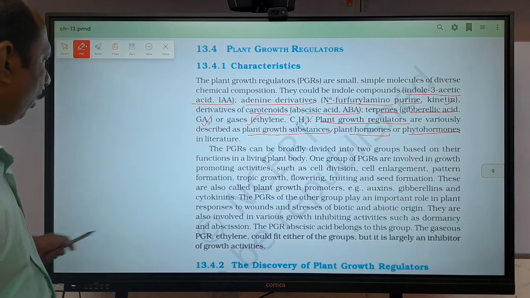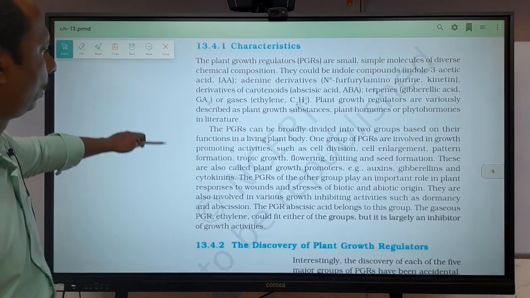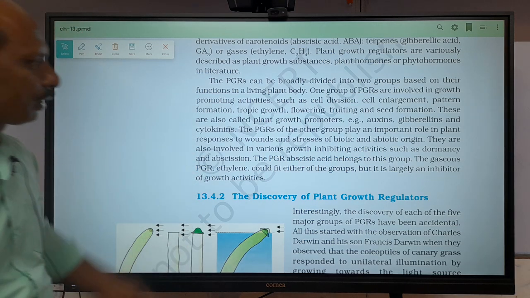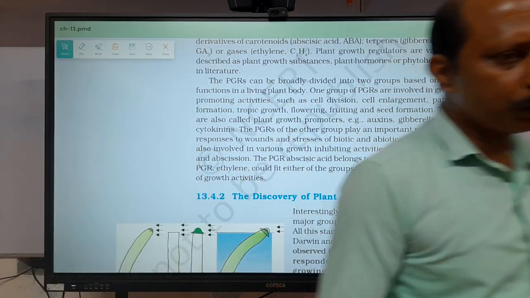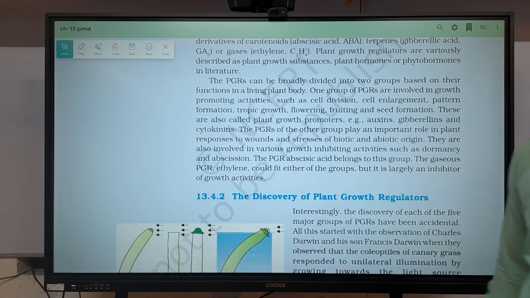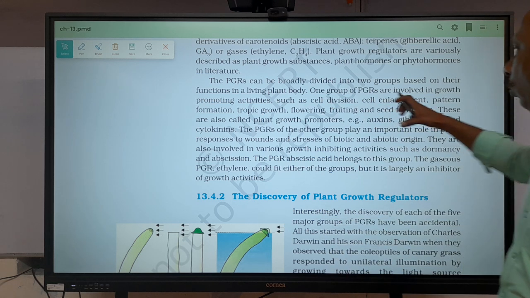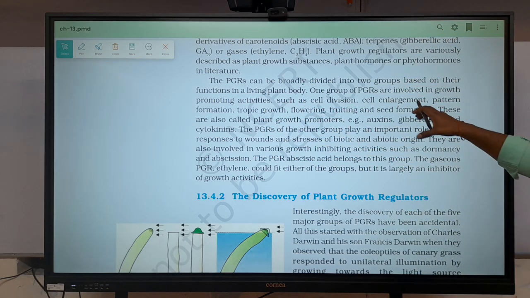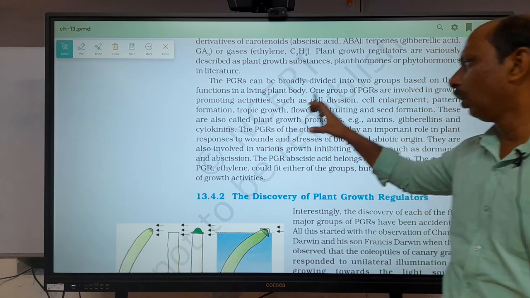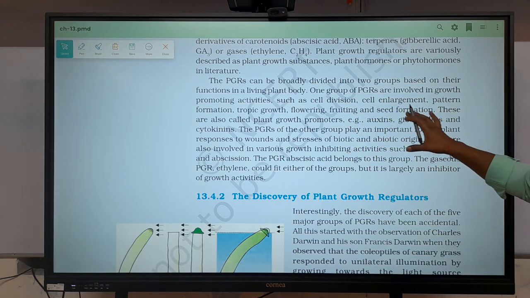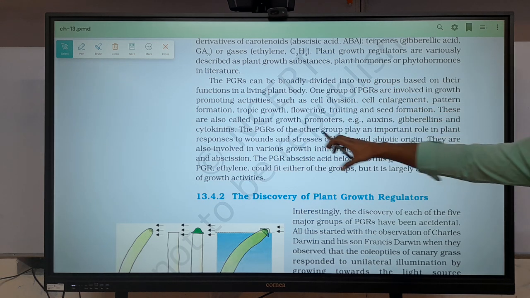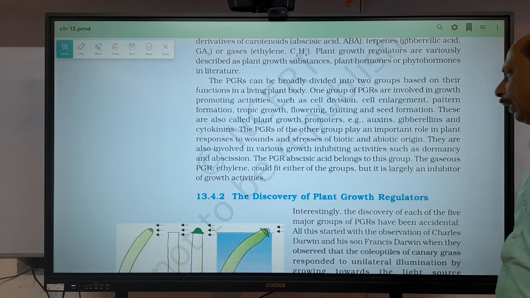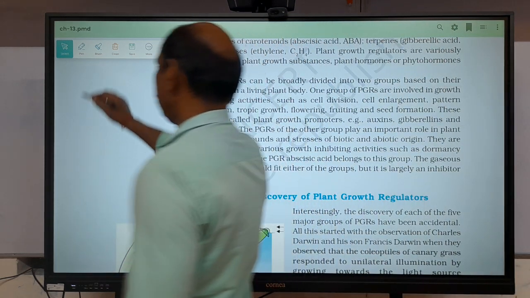Now the PGRs can be broadly divided into two groups based on their function in a living body. So these two groups may be growth regulators or growth inhibitors. One group involves growth promoting activities, that is called growth regulators, such as cell division, cell enlargement, pattern formation, tropic growth, flowering, fruiting or seed formation. So they are considered growth promoters, plant growth promoters. As for example, we have auxin, gibberellin and cytokinins.